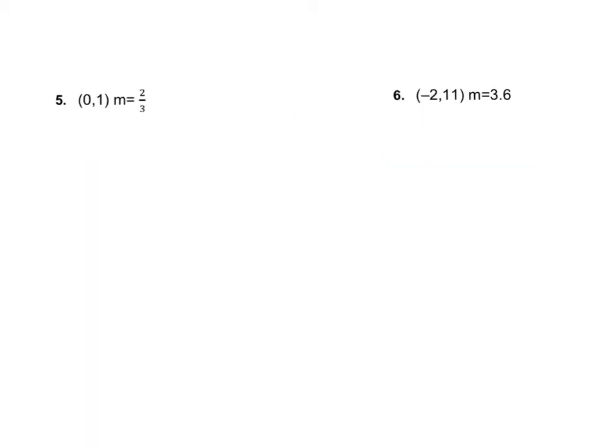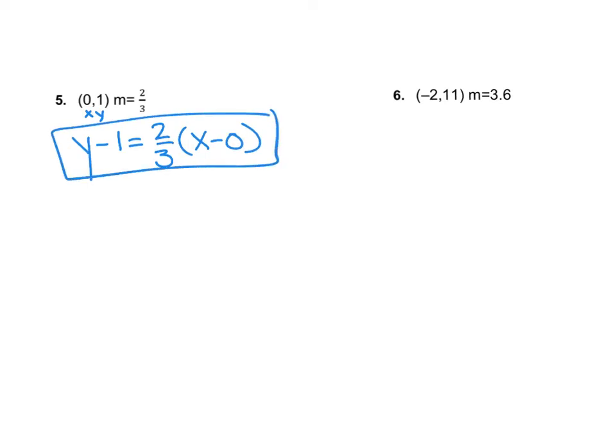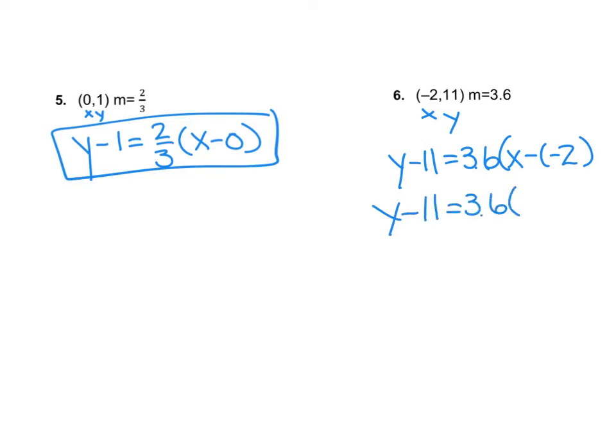All right, so we have a point of 0, 1 and a slope of 2/3. So y minus 1 is equal to 2/3 times x minus 0. And then our last one, we'll have y minus 11 is equal to 3/6 times x minus -2, so x plus 2. All right.